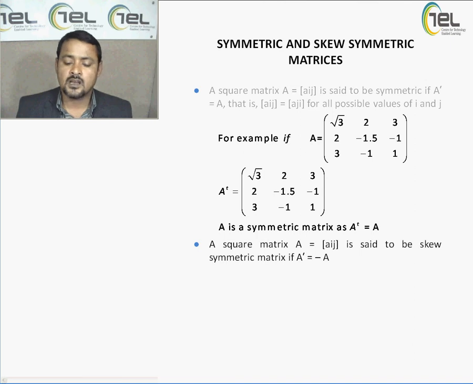But a square matrix A is said to be skew symmetric if A transpose is exactly equal to minus A, not A minus A.